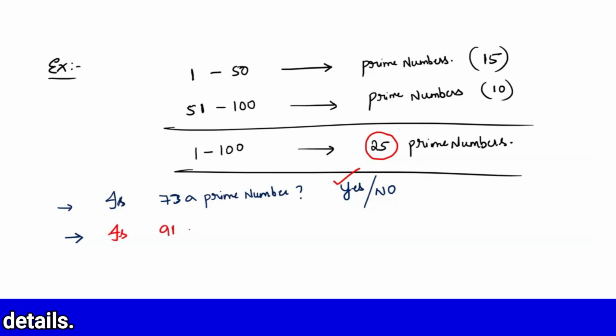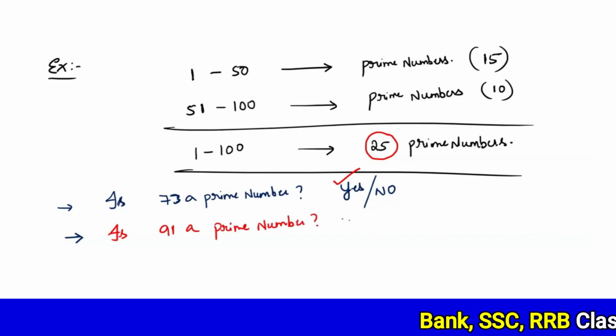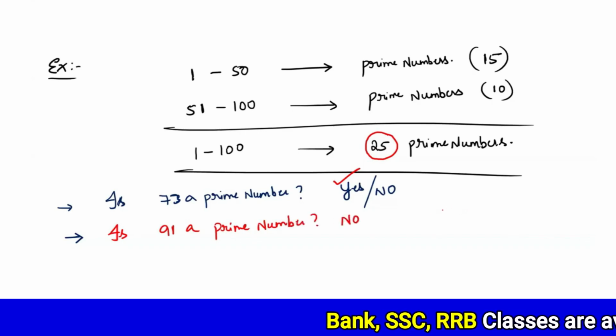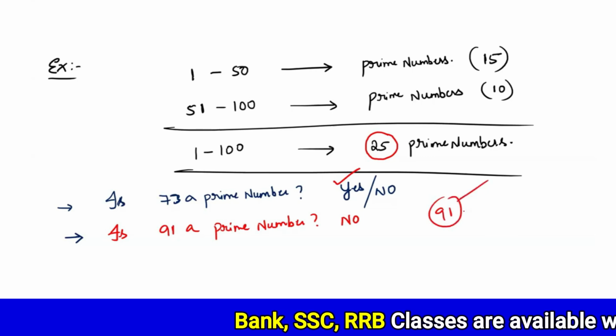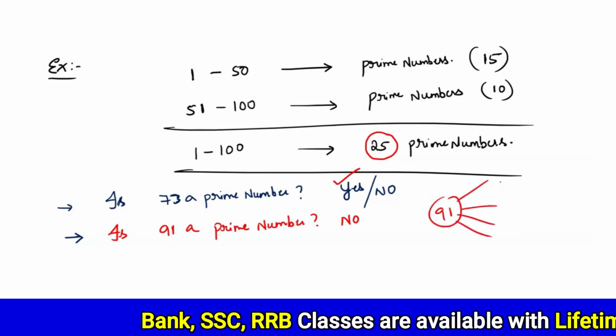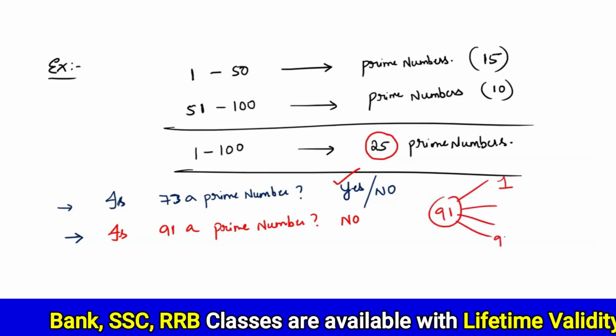Is 91 a prime number? No, sir. The reason is that the number 91 will have more than two factors. What are they? Obviously 1 and 91. Next?